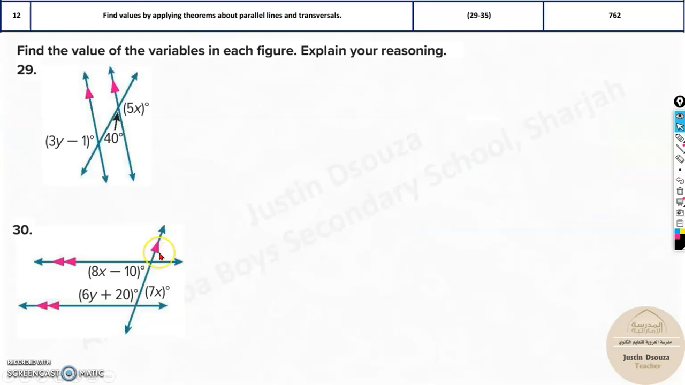You need to know the relationship between the different angles. Now over here, I'll just quickly tell you, this and this total 180 degrees.